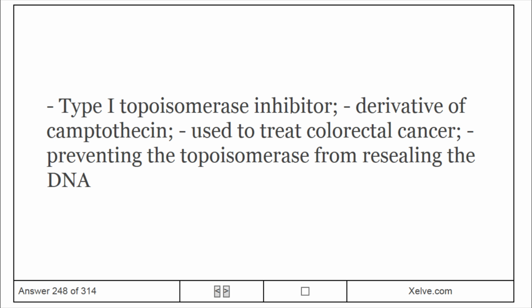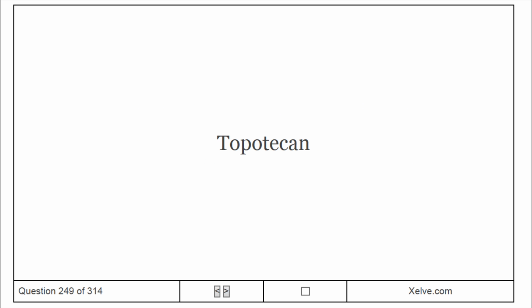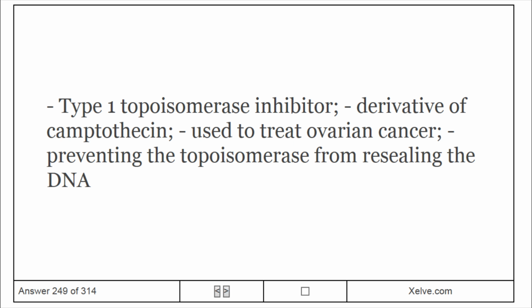Irinotecan: a type 1 topoisomerase inhibitor, derivative of camptothecin, used to treat colorectal cancer, preventing the topoisomerase from resealing the DNA. Topotecan: a type 1 topoisomerase inhibitor, derivative of camptothecin, used to treat ovarian cancer, preventing the topoisomerase from resealing the DNA.